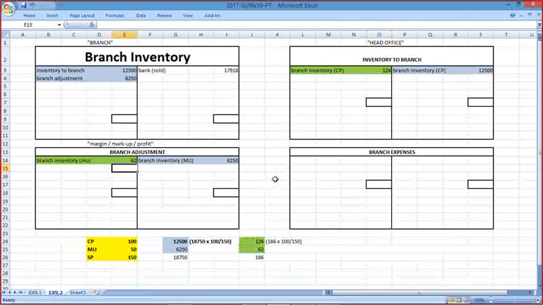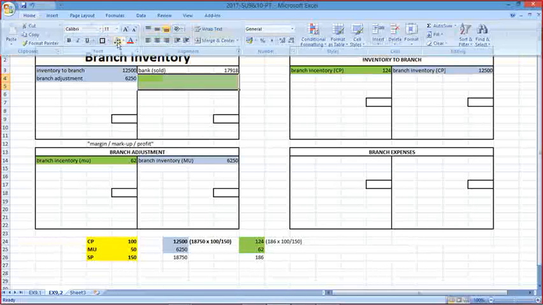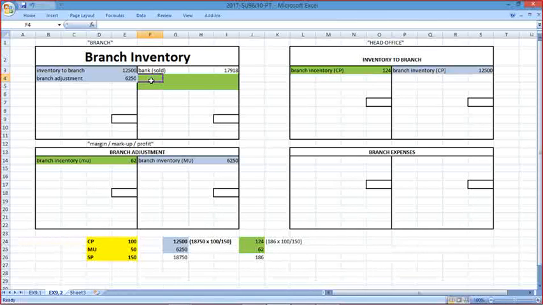Make sense? Good. And where's the credit going to go? The credit will go to branch inventory. Good. So you're going to have two amounts there, one for the branch adjustment and one for the inventory to branch. So you can't just put there 186. You have to put both. You have to split it because they're in different accounts.